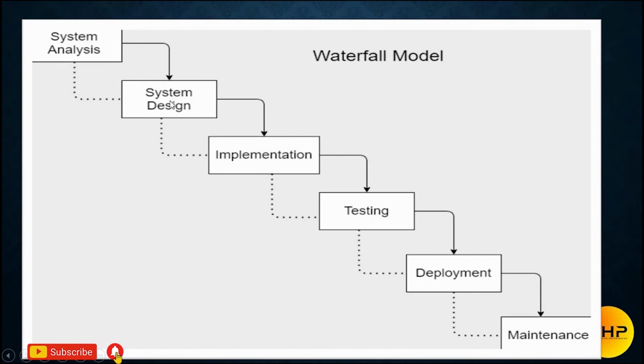And what we change in one does not mean you have to go back to the system analysis. It doesn't flow that way. It flows from implementation to testing, deployment, maintenance. You can't jump from maintenance and go back to testing. No way. So that is how the waterfall model is.